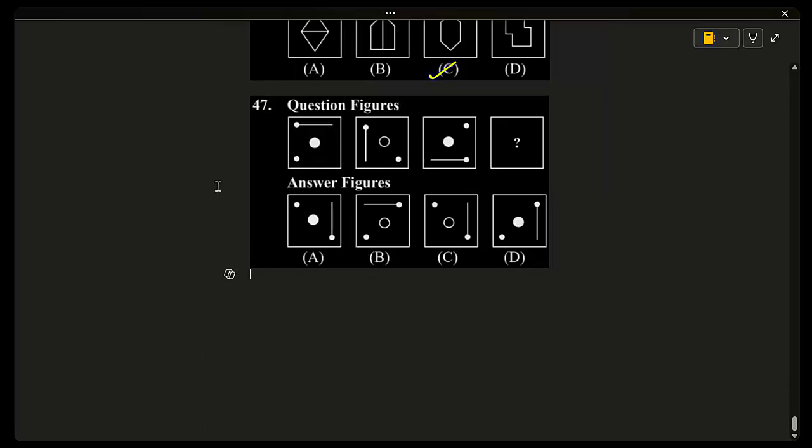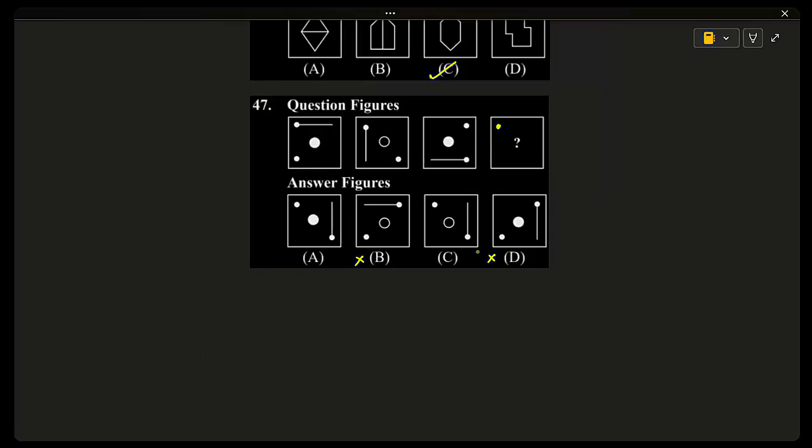Here, you concentrate on one part at a time. Okay, this dot, this dot, this dot. So it is moving anti-clockwise 90 degrees. So the next position would be here, occupying here. Okay, this is the dot position. It is there in only options A and C. So B and D are eliminated.